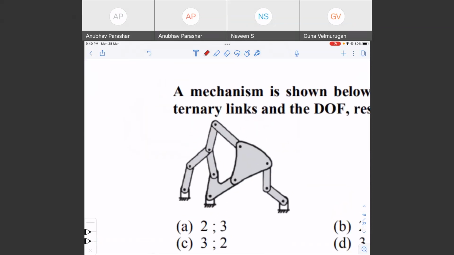First, name the links. Okay. Let me tell you a few things. Always mark the fixed link as 1. All the fixed links will be 1.